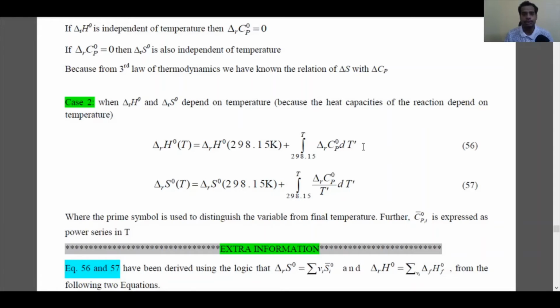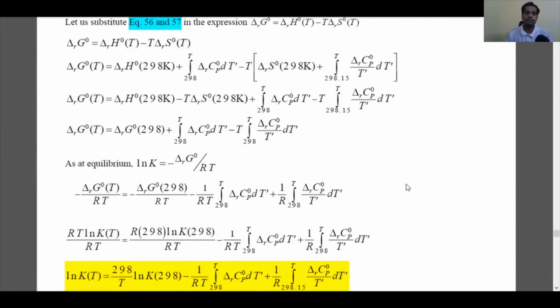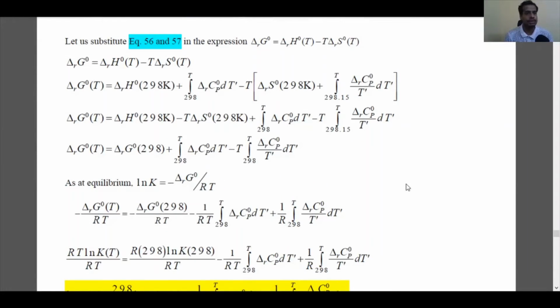Again, both of them are dependent on temperature as a function of heat capacity at constant pressure. So I'll use equations 56 and 57 just now. Let us substitute equation 56. What was 56? Equation 56 was the temperature dependence of reaction enthalpy. What was 57? Equation 57 was the temperature dependence of reaction entropy.